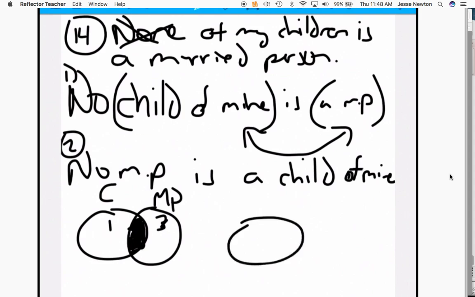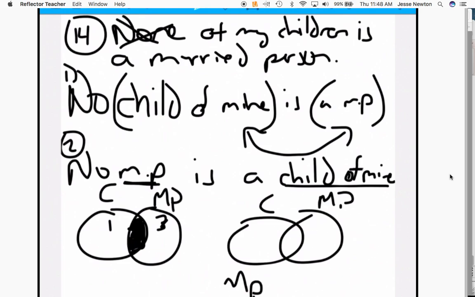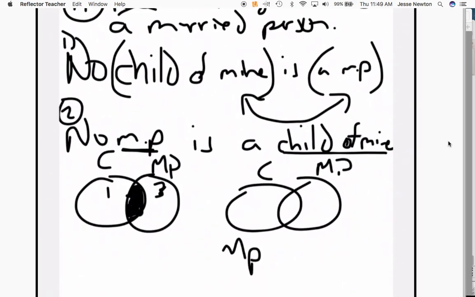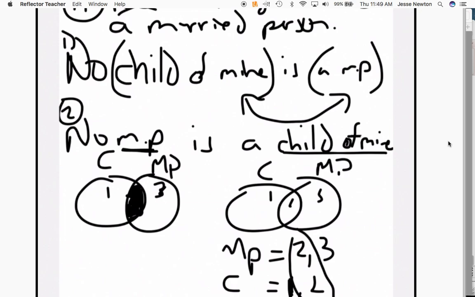All right, well, how about over here? What if you say no married person is a child of mine? Well, keep in mind that married person, since this is a subject term, we're going to list that first, and that represents 2 and 3. Child of mine is 1 and 2. So what we do is we identify the region of overlap, we just scribble out that, we're not concerned about it, and then what we're saying is no. That means nothing is in 2. So we shade that in.